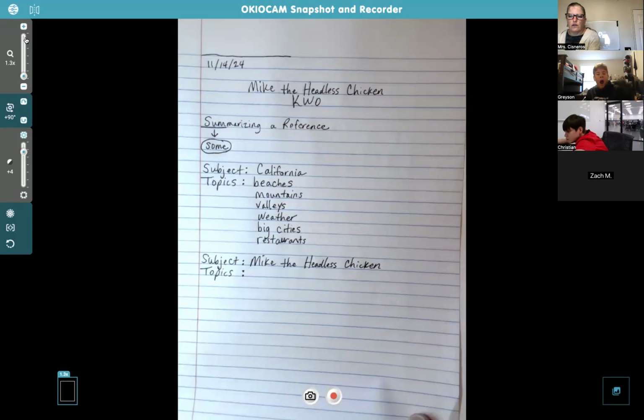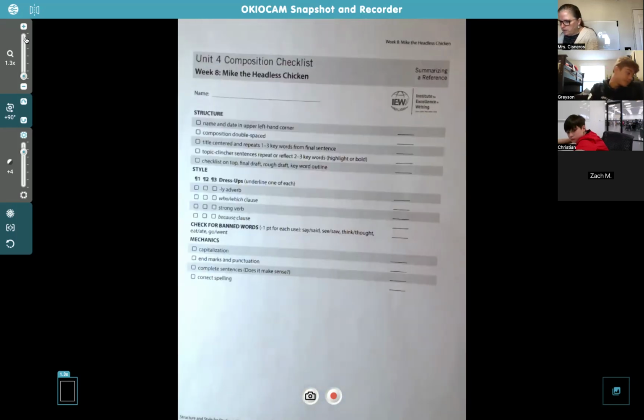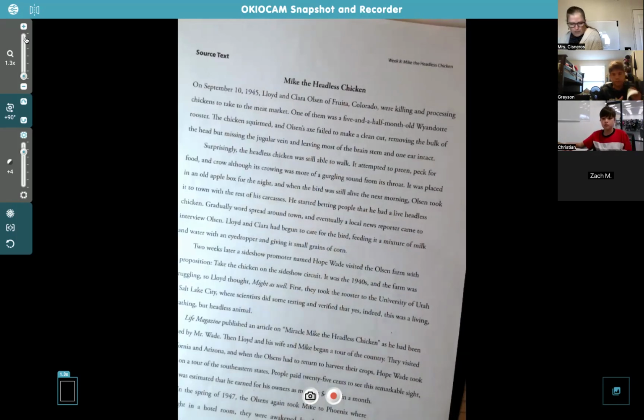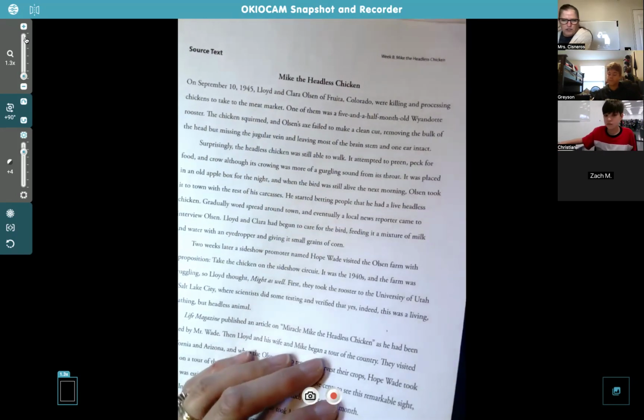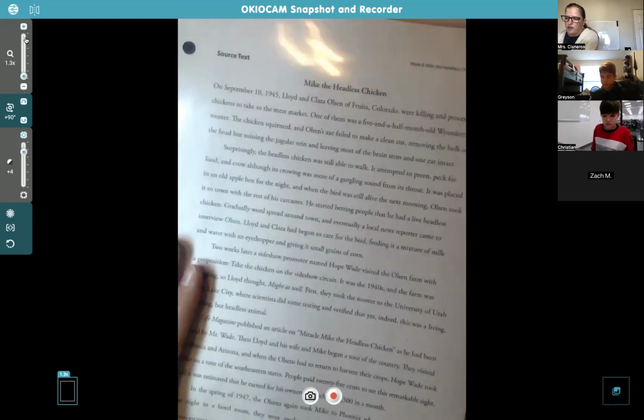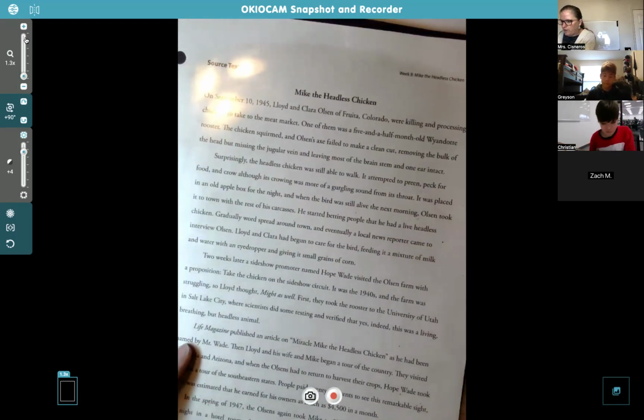All right, so we're going to go to the article next. So go ahead and find the article, Mike the Headless Chicken. And I'm going to read it. Like I said, we're going to take some notes in the margin to help us remember what these topics are. This is a strategy to use anytime you have a report to do.